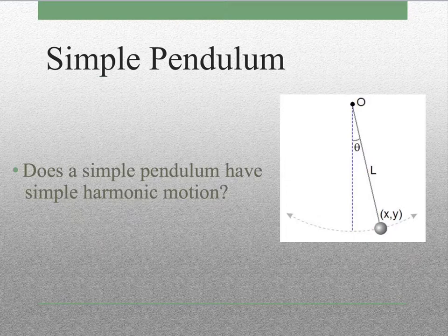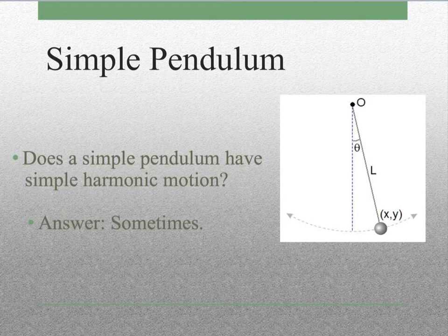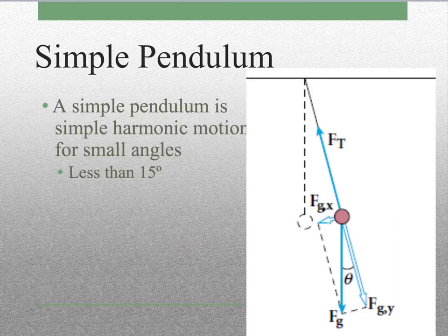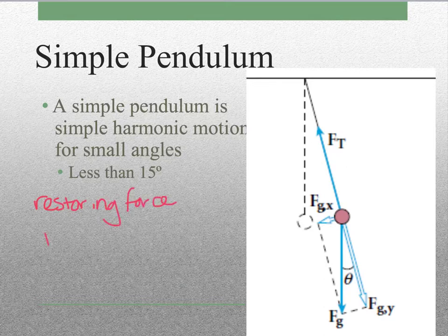So the first thing we have to look at is, does a simple pendulum have simple harmonic motion? And the answer is that it sometimes has simple harmonic motion. So what we need to do is remember the rules of what makes something have simple harmonic motion. Remember the key is that we need to have a restoring force, and that needs to be proportional to the distance from equilibrium.